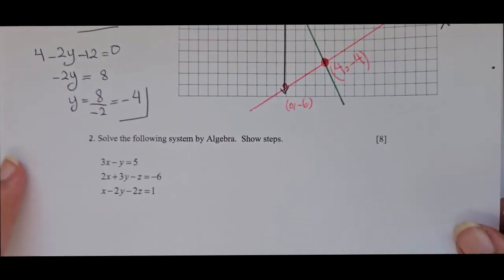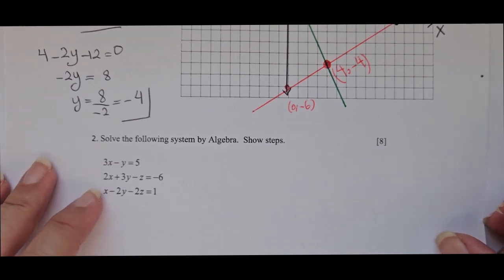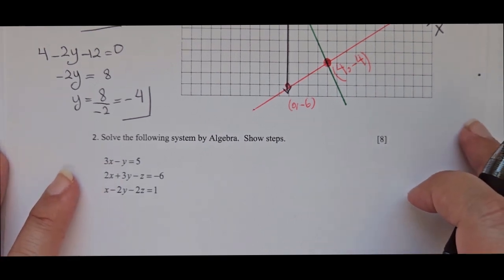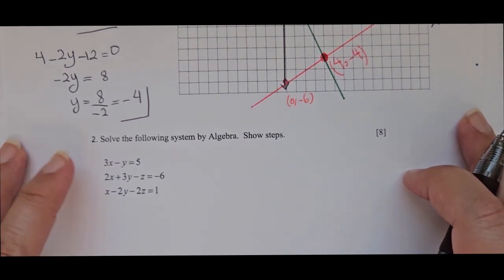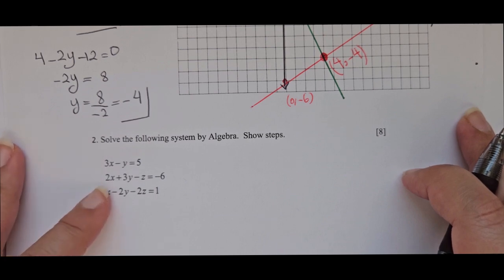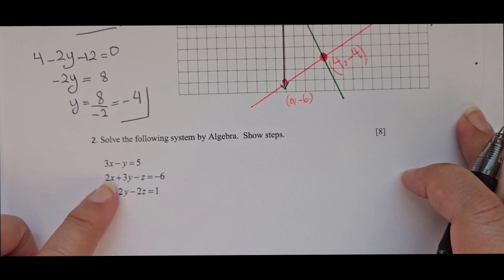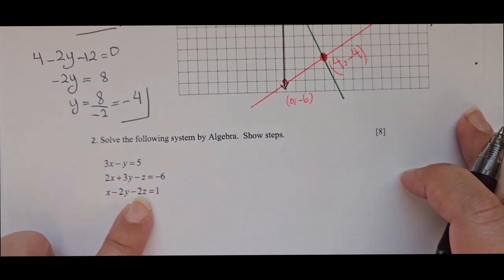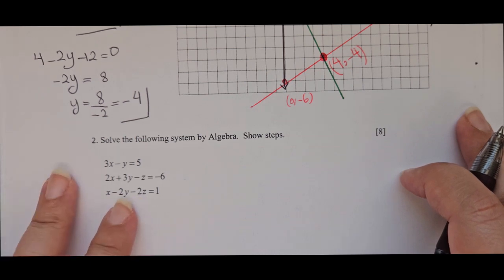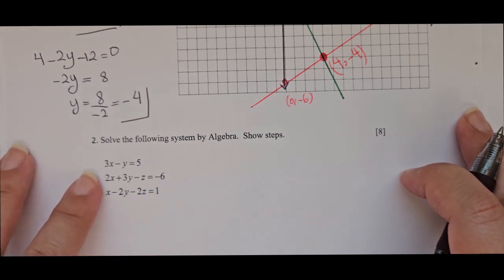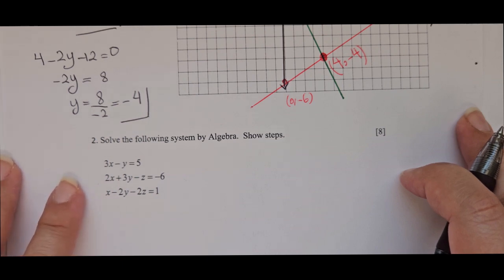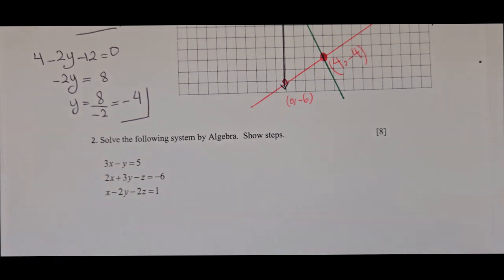Question 2 is asking you to solve the following system by algebra. Show the steps. So here I have 1, 2, 3 equations. For 3 equations, there are 2 variables here, but here there are 3. So we have to consider the maximum number of variables. So the maximum number is 3 variables and 3 equations.